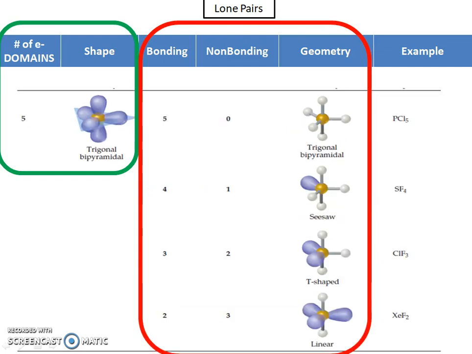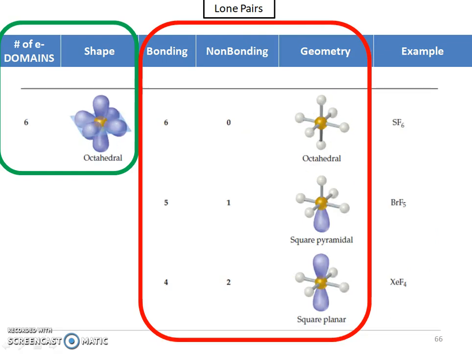Here is the trigonal bipyramidal. Again, now you have more options with your geometry because now you have 5 bonding, 4 bonding, 3 bonding, and 2 bonding, and that's going to change the number of non-bonding as well, and you really get complex geometries here. Again, you have an octahedral with 6 electron domains.